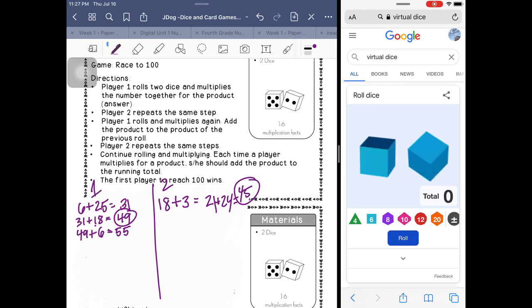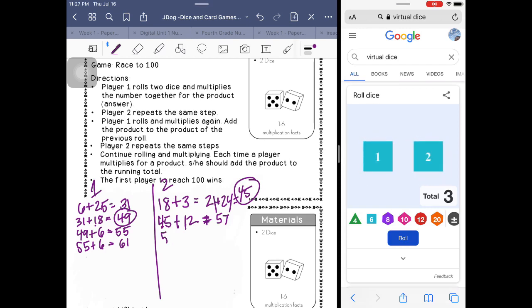They have 2 times 6 is 12. 45 plus 12, 45, 55, plus 2 more is 57. Ooh, they're ahead by a couple. 2 times 3 is 6, so 55 plus 6 equals 61. And 57 plus 1 times 2 is 2 equals 59. See, now I'm ahead. But you just keep doing that until you get to 100. Whoever reaches it first is the grand winner. Have fun.